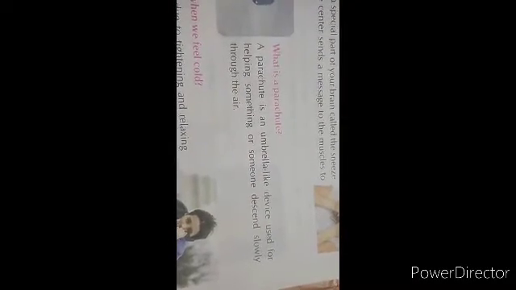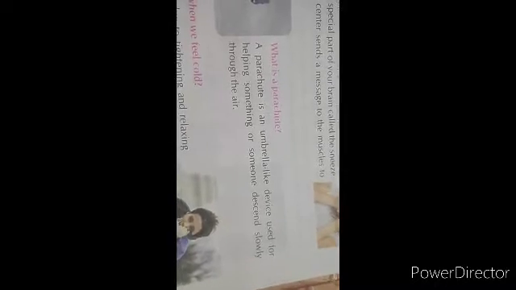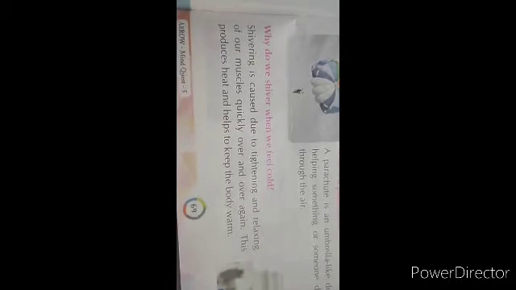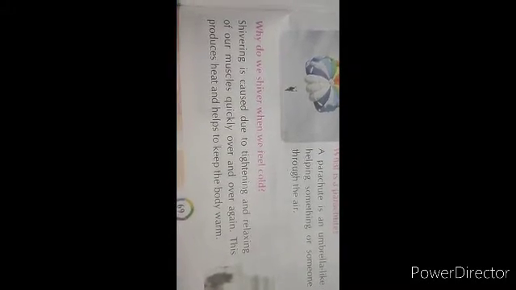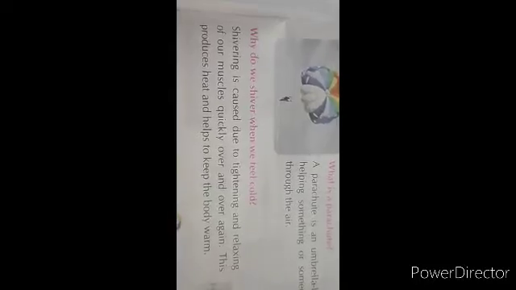What is a parachute? A parachute is an umbrella-like device used for helping something or someone descend slowly through the air. Why do we shiver when we feel cold? Shiver means kaapna. Shivering is caused due to tightening and relaxing of our muscles quickly over and over again. This produces heat and helps to keep the body warm.